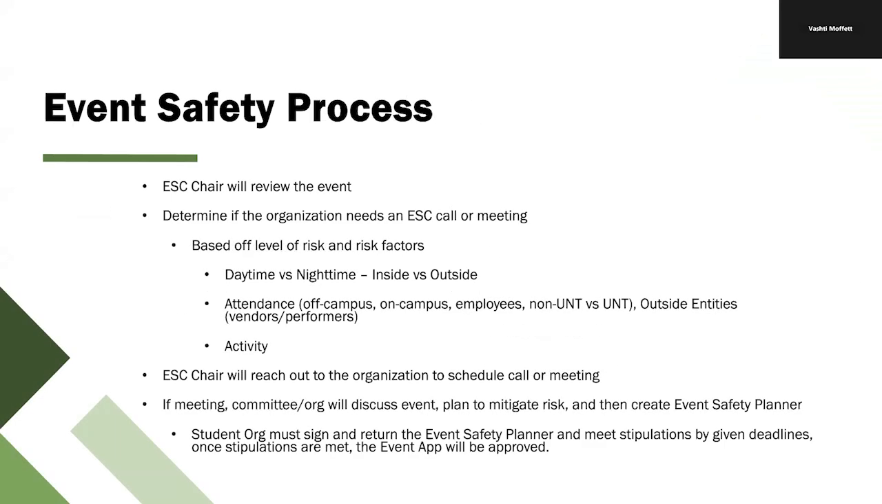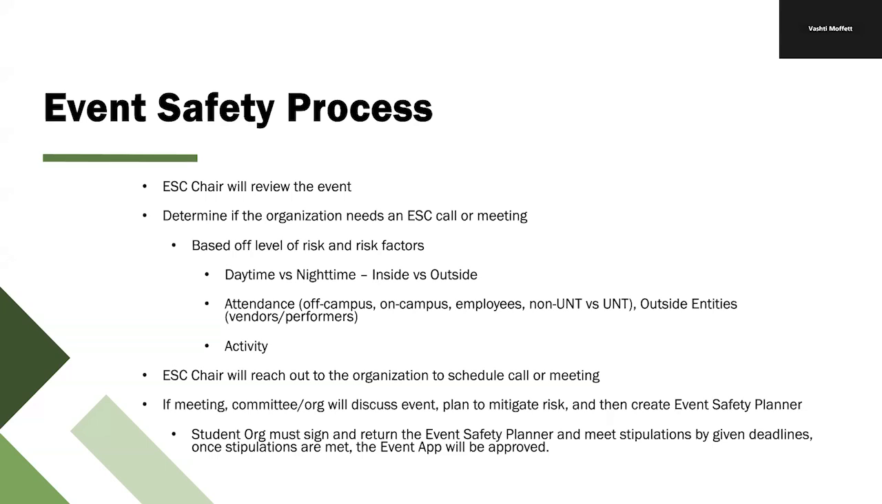So the event safety process. The ESC chair will review the event. They will determine if the org needs an ESC call or meeting, and this can be based off of level or risk and risk factors, such as daytime versus nighttime, inside versus outside, attendance, is this off campus, on campus, are employees going to be allowed, non-UNT students going to be allowed, are there outside entities such as vendors or performers, and then what is the overall activity?